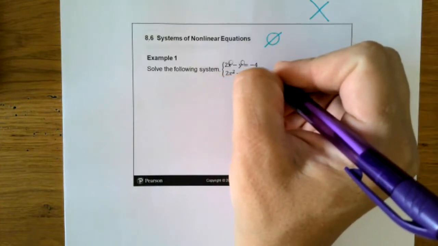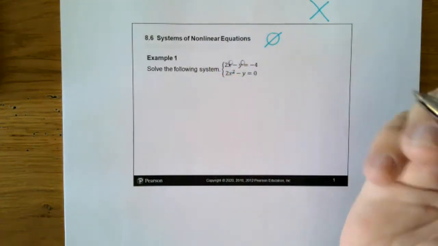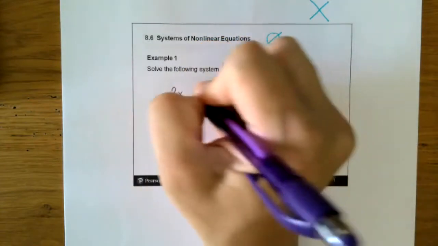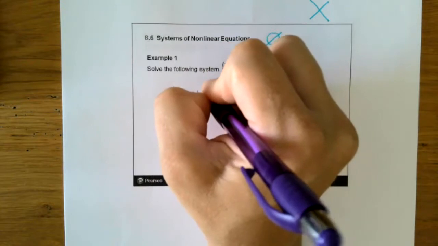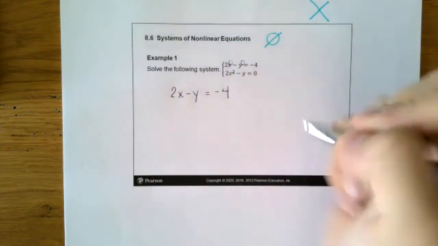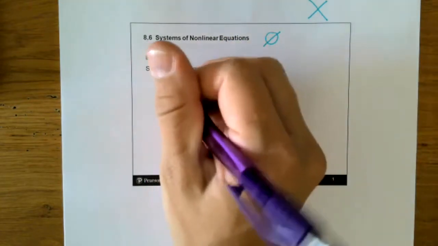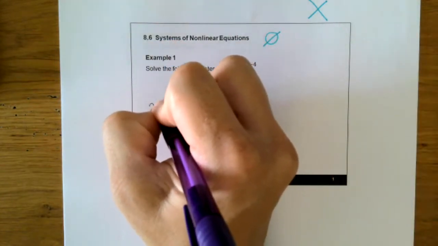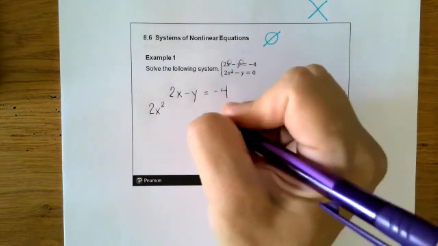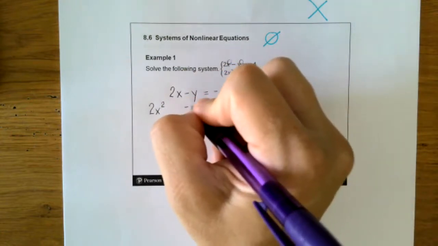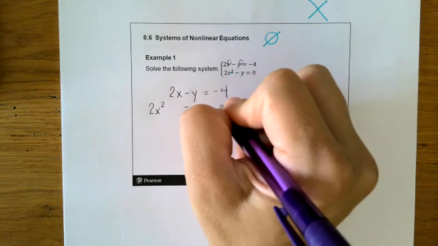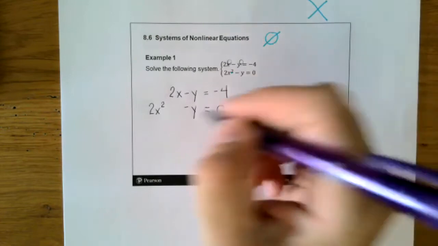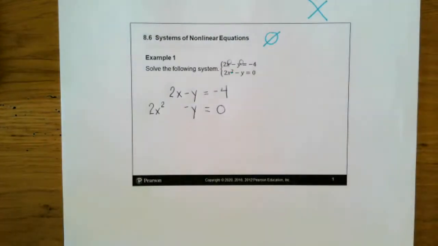If you look at this and you line it up, it lines up a bit differently. So this one would be 2x minus y equals -4. But here 2x squared, we wouldn't put right below 2x because it's a different term. 2x squared minus y equals 0. So when I'm lining it up, they line up differently.